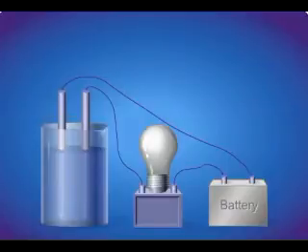An electrolyte is a substance that, when dissolved in water, results in a solution that can conduct electricity. The light bulb will light if a substance is an electrolyte.